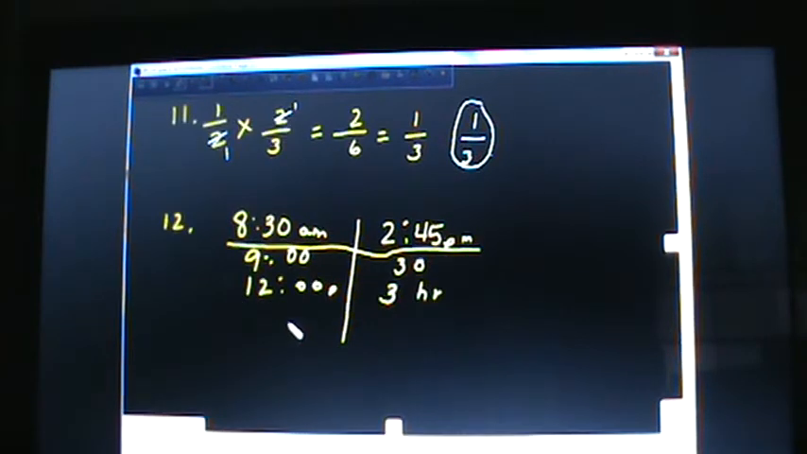Now from 12 to 2, that would be 2 hours. So I'm going to bank another 2 hours. Okay, now I just need to bank from 2 to 2:45, which is 45 minutes.